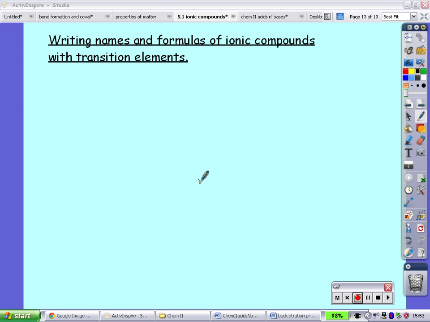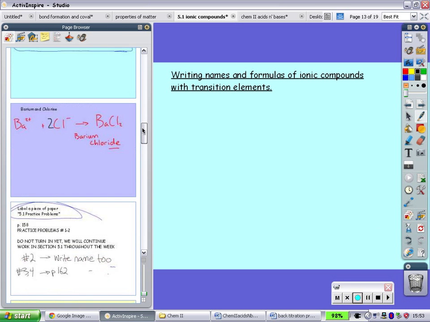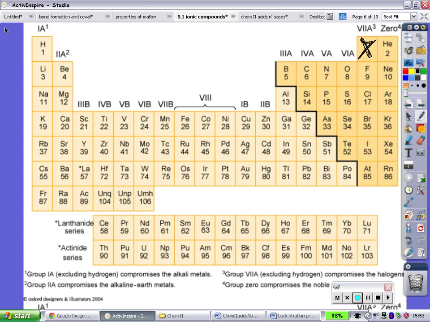Today we are going to be learning about how to write the names and formulas of ionic compounds that contain transition metal ions. If you don't remember, transition metals are the group of elements that are in groups 3 through 12. So they kind of sit in this region of the periodic table.